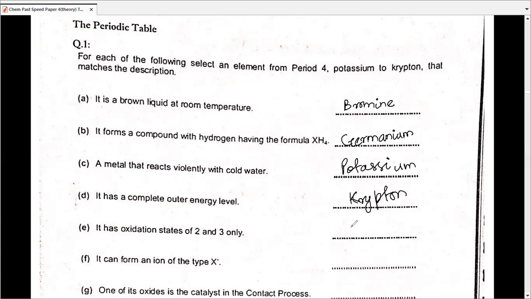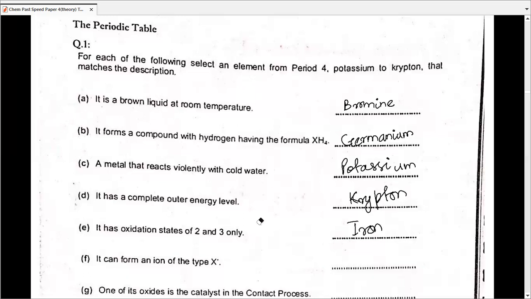Moving on. It has oxidation states of 2 and 3 only. How is it 2 and 3? Different oxidation states are carried out by transition elements, so it is one of the transition elements. Day before yesterday, when we were talking about naming, we talked about a specific substance that can form a plus 2 ion and a FeCl2 salt, or form a plus 3 ion and a FeCl3 salt. Iron. Good. Now you're getting the hang of it.